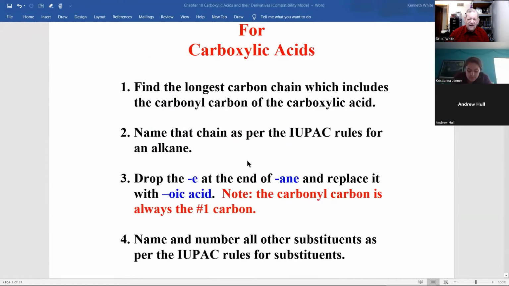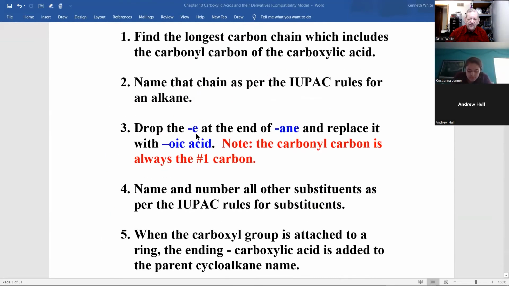All right, we talked about IUPAC nomenclature. Find the longest chain with the carbonyl carbon, drop the E at the end of that name, replace it with the word OIC, the word acid, and the carbonyl carbon is always number one.